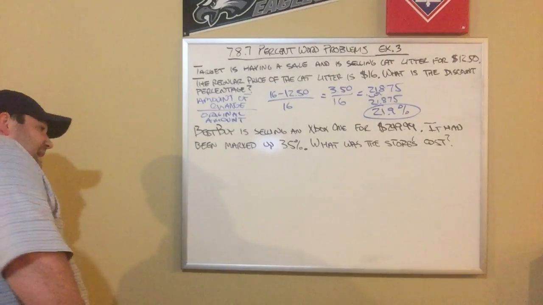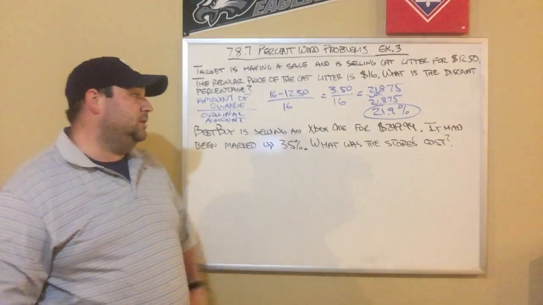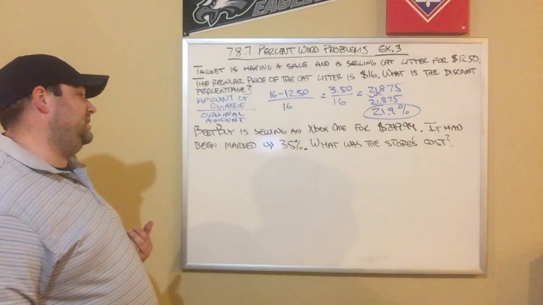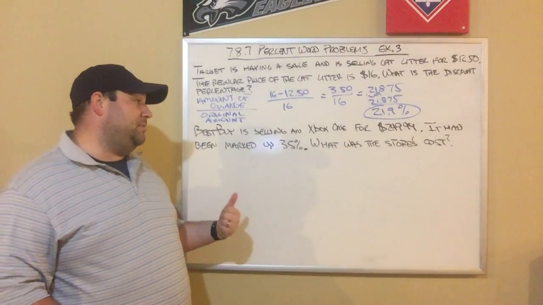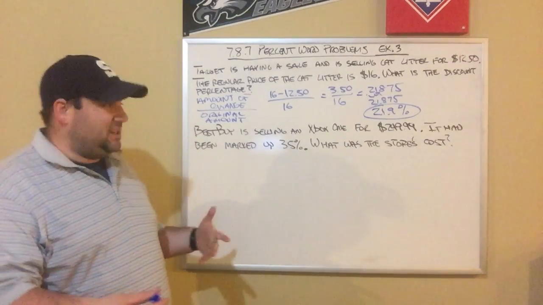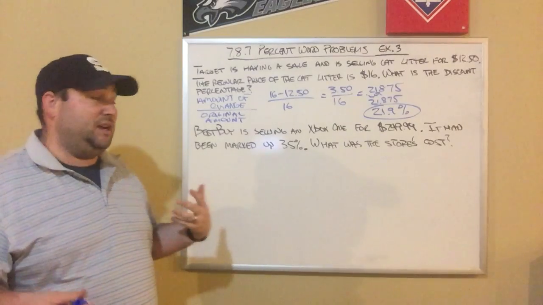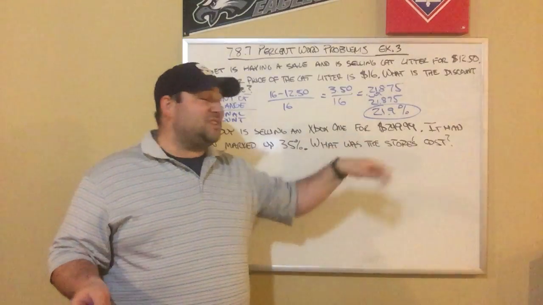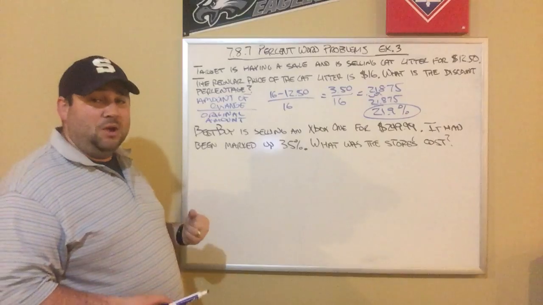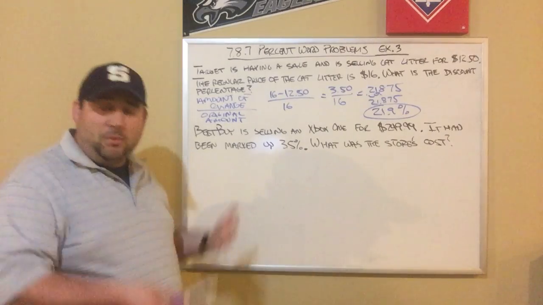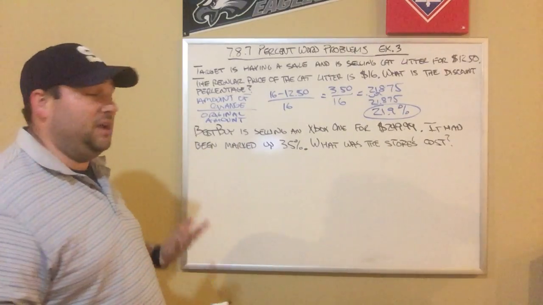Alright, let's look at our second problem here. We've got Best Buy is selling an Xbox One for $249.99. It had been marked up 35%. So it's already been marked up 35% to that price of $249.99. We're asked to find what's the store's cost for the Xbox One. What did the store pay for it? Then they marked it up, and they obviously sell it for more so they can make a profit.